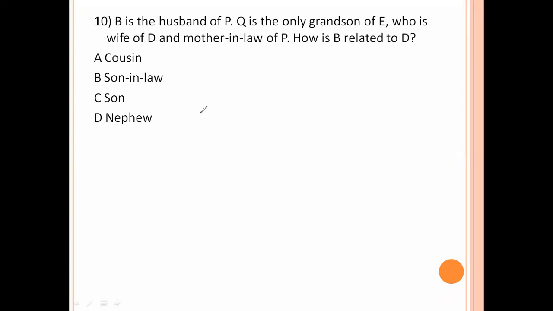B is the husband of P. Q is the only grandson of E. Who is wife of D and mother-in-law of P. How is B related to D? B is the son. Son means option number C is the right answer.